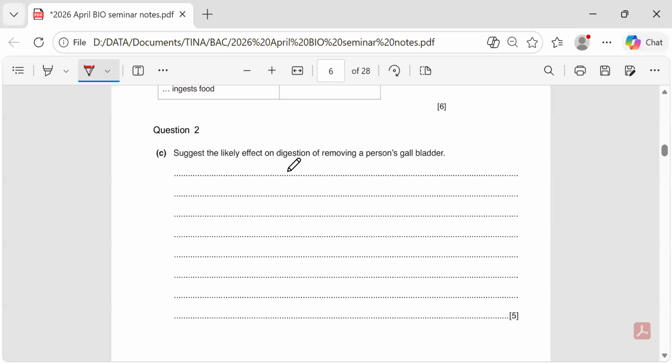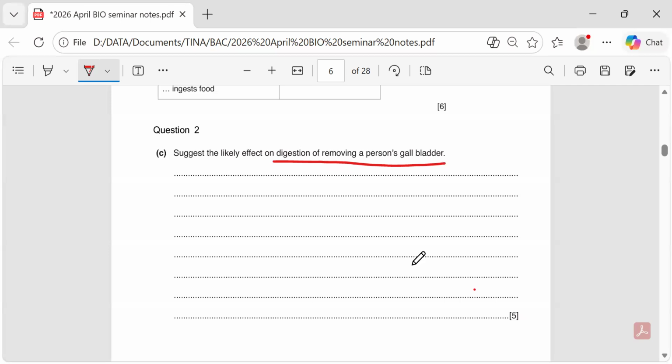Now, suggest the likely effect of the removal of the gallbladder. What did you write? Yeah, so concentrate bile first. Bile is produced from the liver, stored in the gallbladder and released from the gallbladder. I wrote produced. I thought produced cannot. Can. The one that makes it is the liver. The gallbladder is inside the liver. And then what happens now? After that, I wrote that bile cannot be released to the stomach.